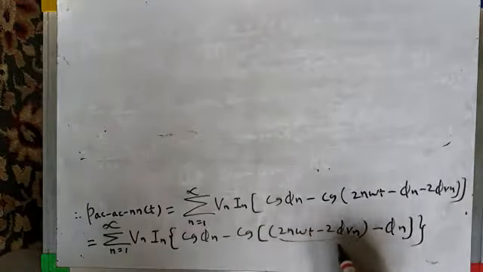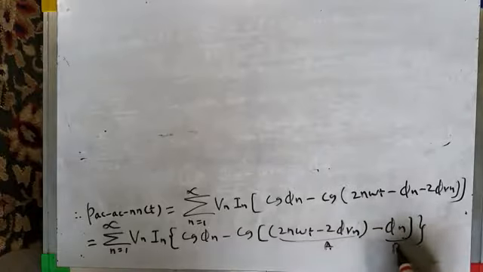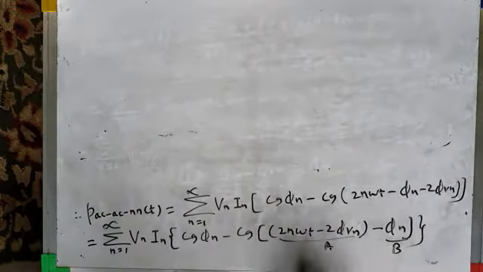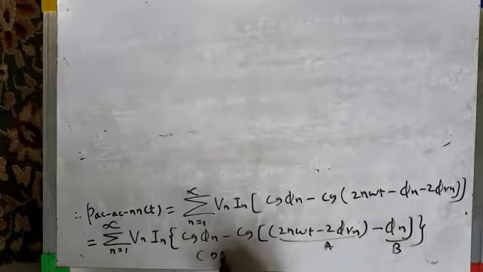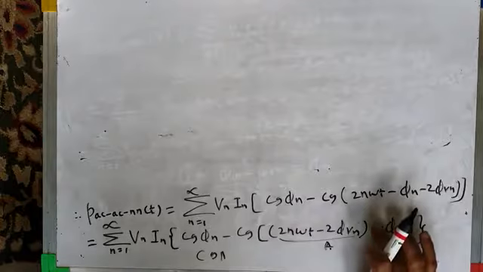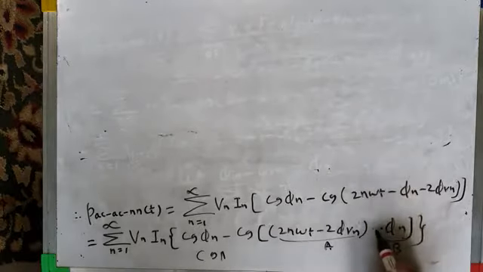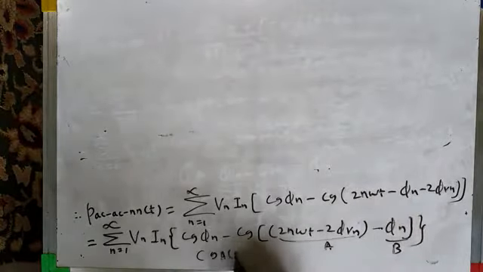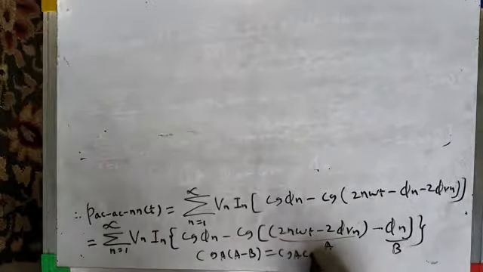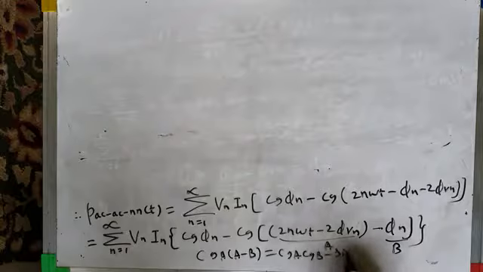Let us call this as A and this as B. So this becomes the trigonometric identity cos of A minus B. And by the way, what is cos of A minus B? We know that cos of A minus B is cos A cos B minus sin A sin B.